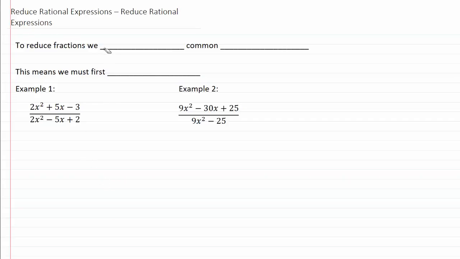Reduce rational expressions. Again, so to reduce fractions, we divide out the common factors. We are going to do the same thing with the rational expressions. This means that we first must get these in a factored form.